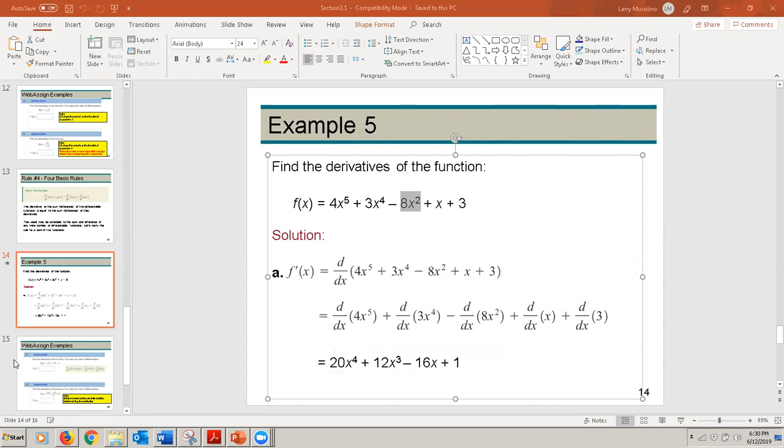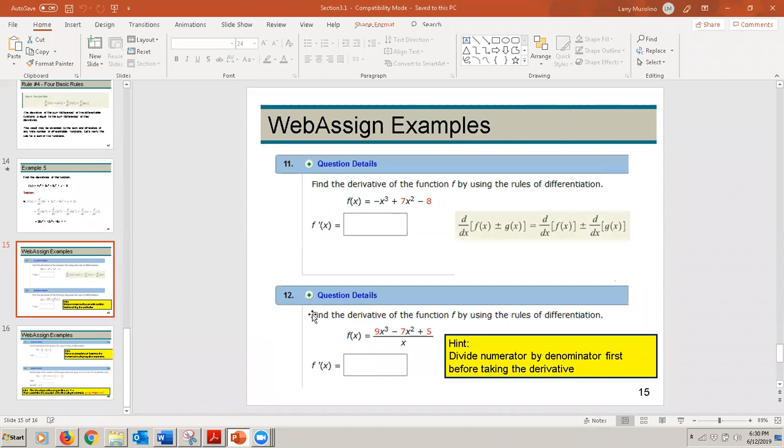All right, let's do one last WebAssign example here. I'm going to let you do number 11, but basically you're just going to take the derivative of each one of these terms separately. So you'll take the derivative of negative x to the 3rd, then the derivative of 7x squared, then the derivative here of minus 8. Remember, the derivative of the constant is 0, so when I take the derivative of that 8, that's, of course, just going to be a 0.